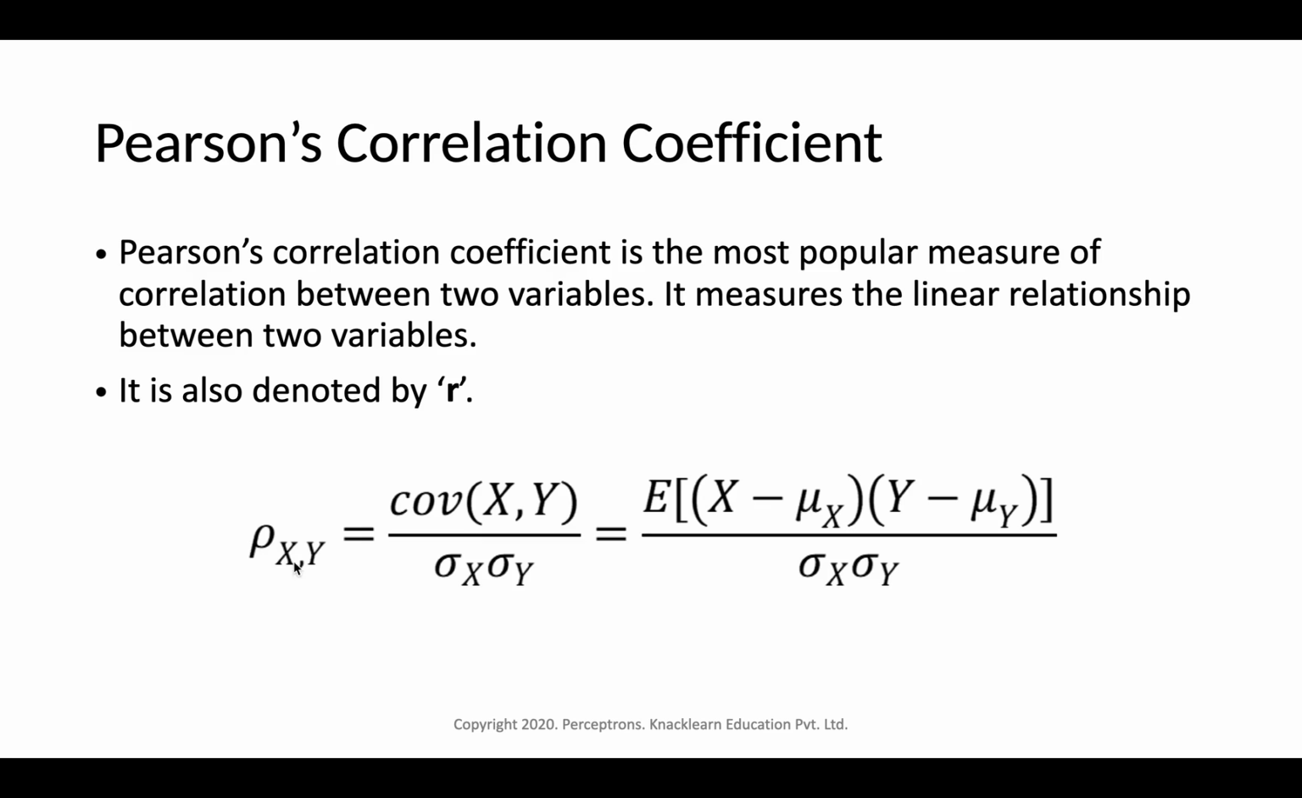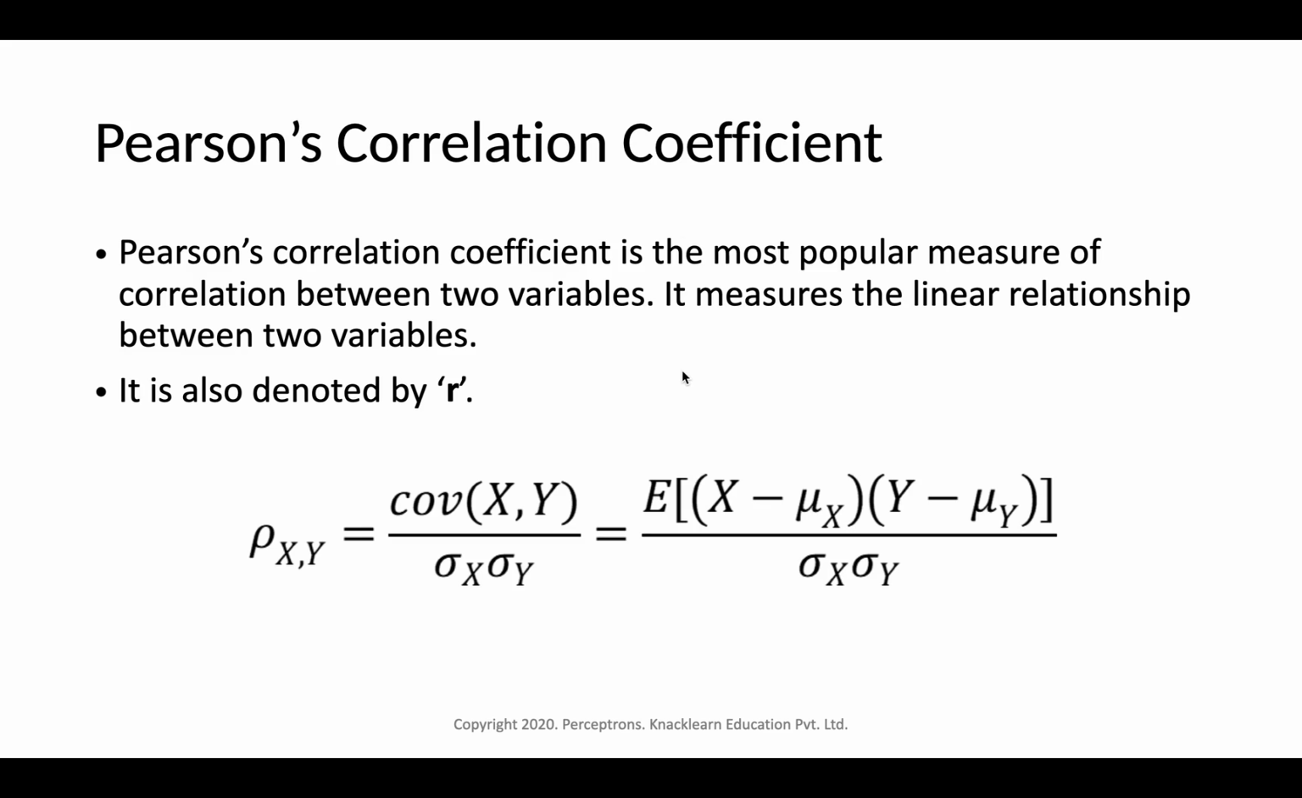So we can also say ρ of x and y, that is, Pearson's correlation coefficient of x and y, is nothing but the covariance of x and y divided by the standard deviation of x and y. So in Pearson's correlation coefficient, we just divide the covariance of the data by the standard deviation. What this does is negate the units. When we divide any value by standard deviation, it removes the unit. So this correlation coefficient measure is unitless.